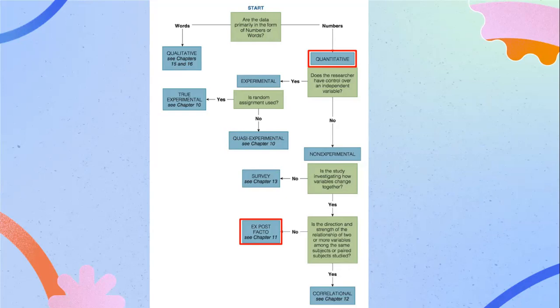The next question that should be answered by the researchers is: is the study investigating how the variables change together? When it is not, it is not used for a survey. But when it is yes, we raise the next question: are the direction and strength of the relationship of two or more variables among the same subjects or paired subjects studied? When it is no, it is included in ex post facto. Ex post facto, as the definition says, is a measure of comparison. Okay, next.